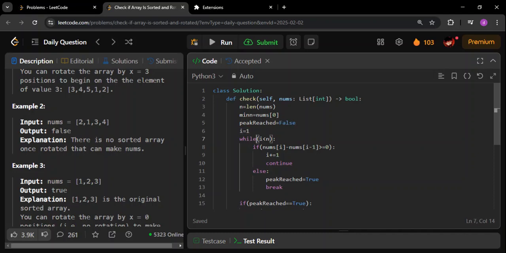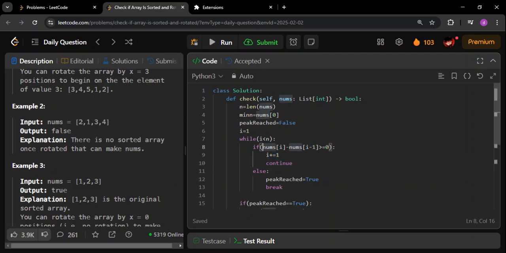So till I is less than n, this will follow. Till I is n minus 1, so it basically will go from 1 to n minus 1. Right now, if nums of I minus nums of I minus 1 is greater than or equal to 0, then we are fine. Just increment I and continue. That is, go to the next iteration.